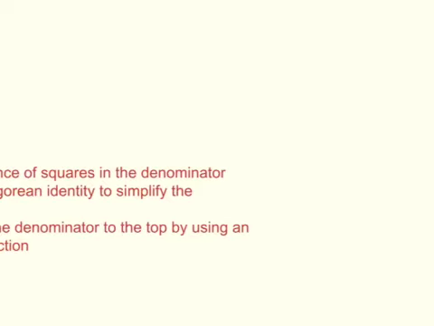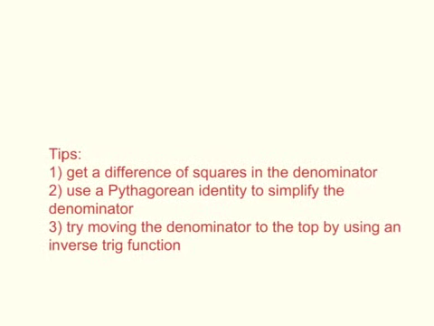Alright, so let's get started here. So I have 1 over 1 plus sine x. My first step here is going to be to get a difference of squares in the denominator. So I'm going to put these tips down here so we can reference them as we go along. So to get a difference of squares in the denominator, I am going to multiply the denominator by 1 minus sine x.